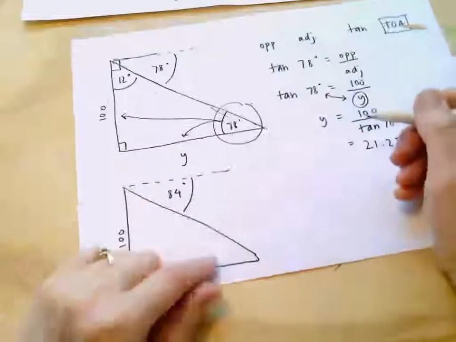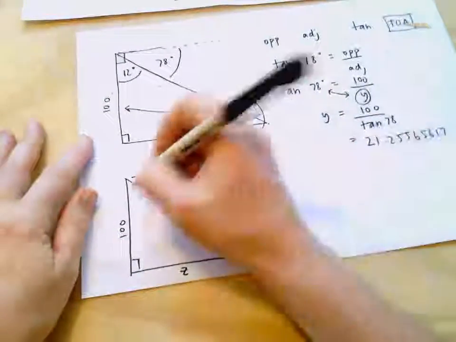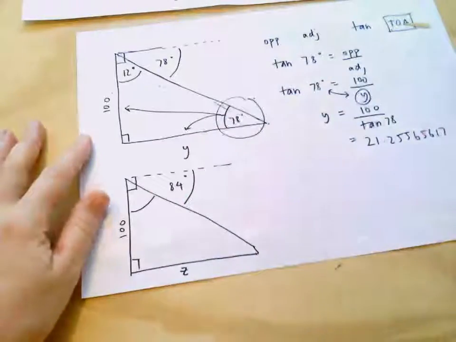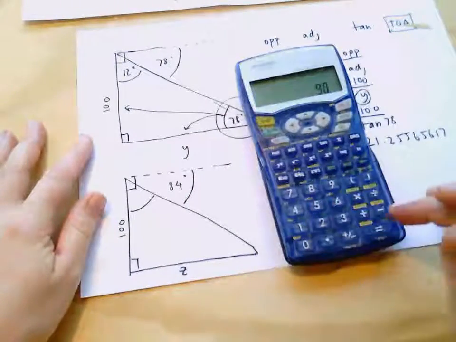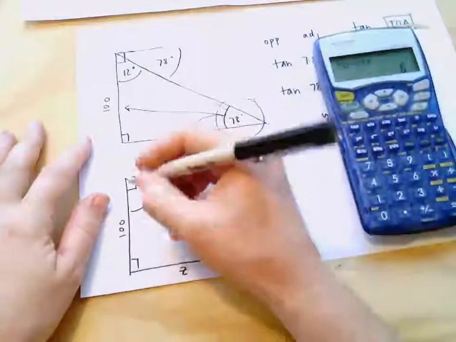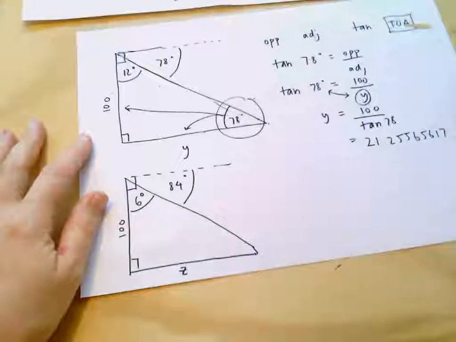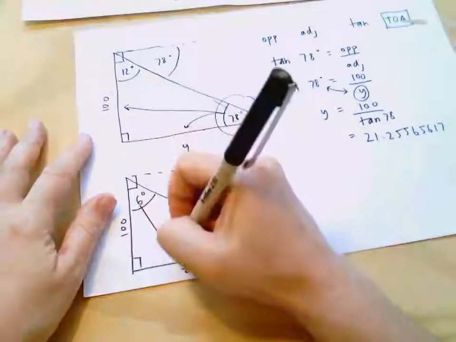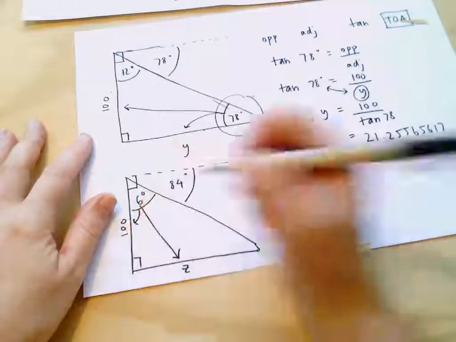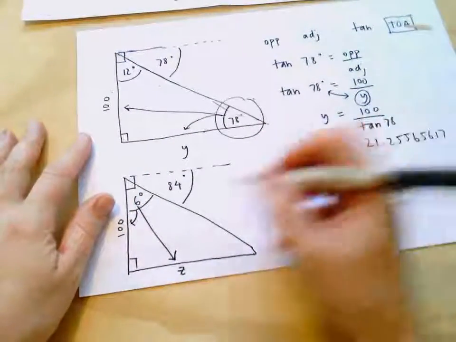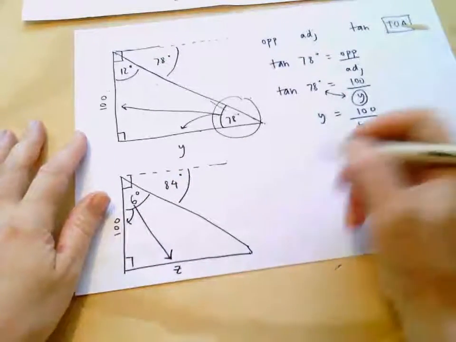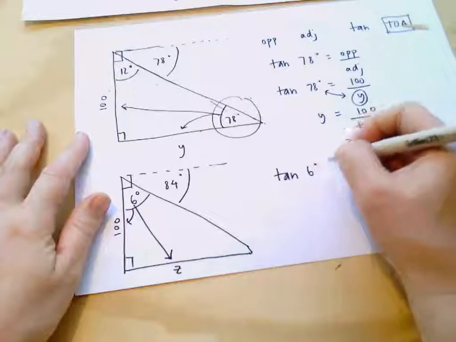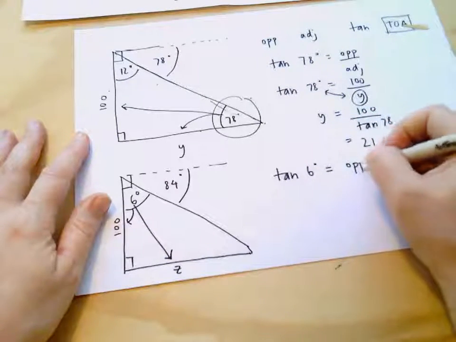Now let's do z. I'm going to use the other angle this time. This is 90 degrees. If that's 84, and I know this isn't to scale, doesn't matter, 90 minus 84 will tell me what that is. This is 6 degrees. Okay, from this point I've got this is my opposite and this is my adjacent. So I'm still going to use tan, but obviously it's a different relationship here. So I'm going to use tan of 6 degrees equals opposite over adjacent.